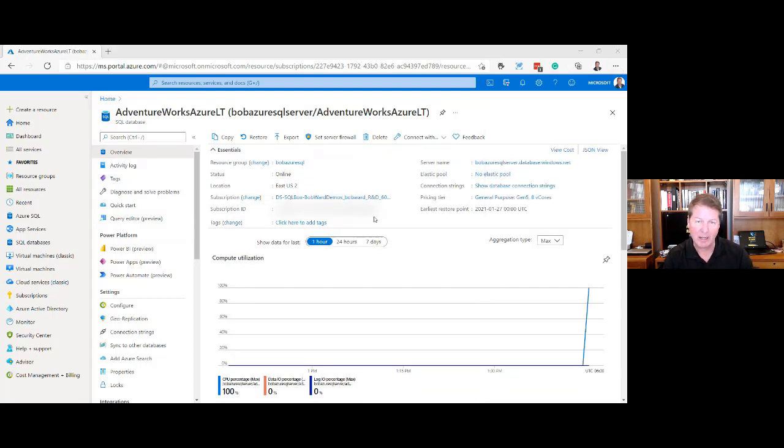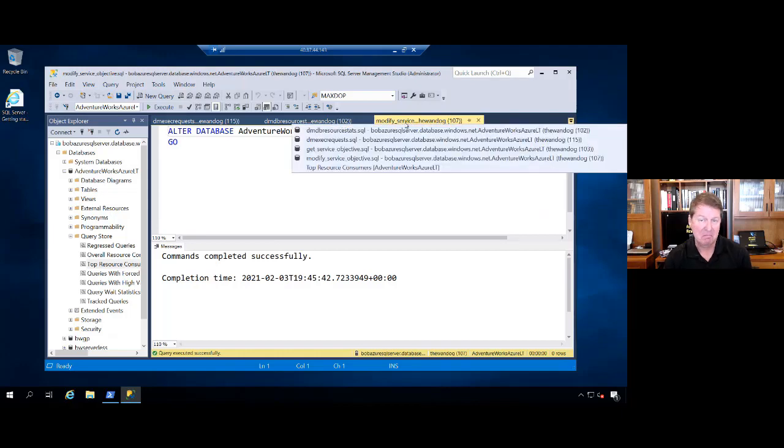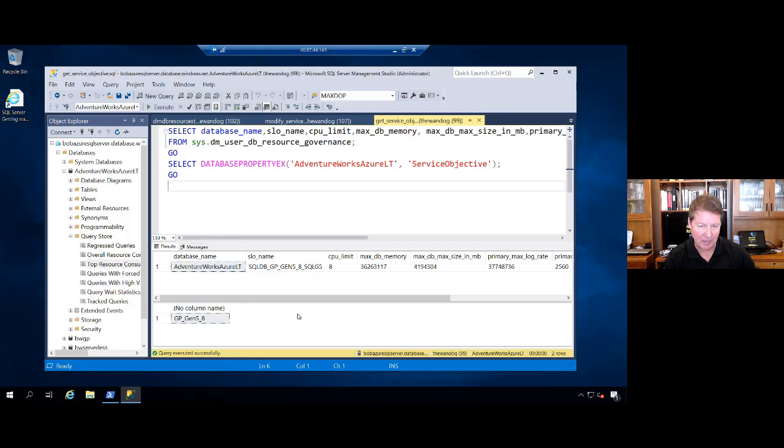I can go back here now to my Management Studio. Let's go back over here and look again right here. And I can go back and see, am I at 8 cores now? Well, I can run this command to see, indeed, I am. It's the same Azure SQL database. It's the same general purpose. It's still Gen 5 hardware, but now it's 8 cores.